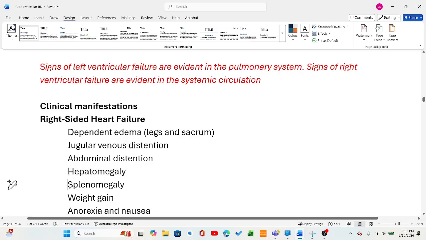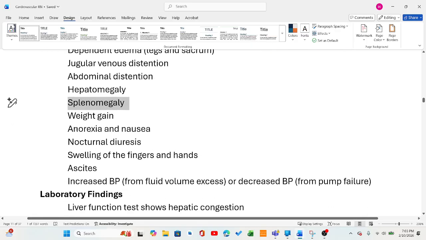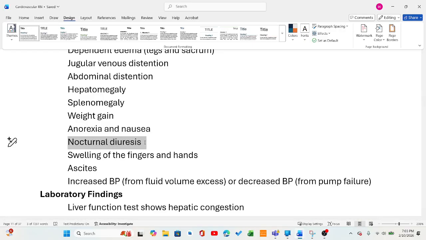Then again, the spleen will not be able to retain its fluid, so we have what is called splenomegaly. And then because the patient is retaining all the fluid, they will have weight gain. In terms of GI, there will be more nausea and anorexia. Then we also have what we call nocturnal diuresis. Noc means night, diuresis means peeing. So they'll be waking in the middle of the night to pee a lot.